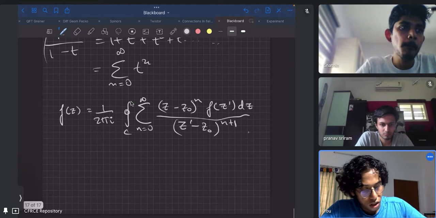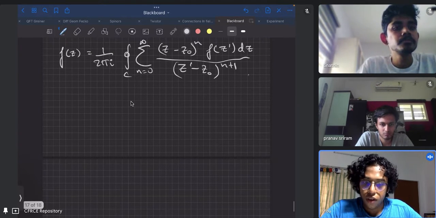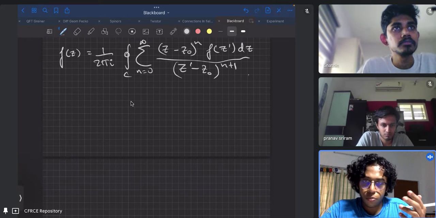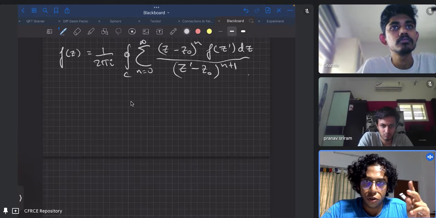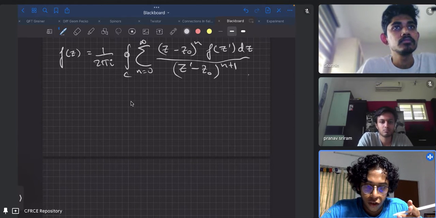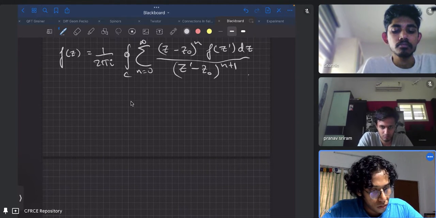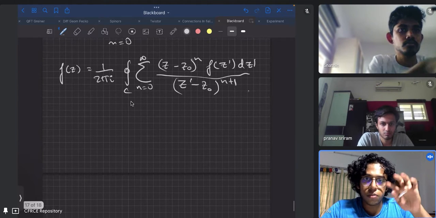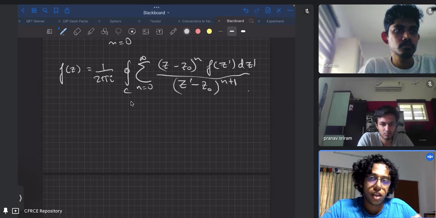So now, okay, so now we just put the summation outside and we take the integration inside, because here z minus z naught is independent of z prime. So your z minus z naught is independent of z prime, so you can take the whole summation outside.